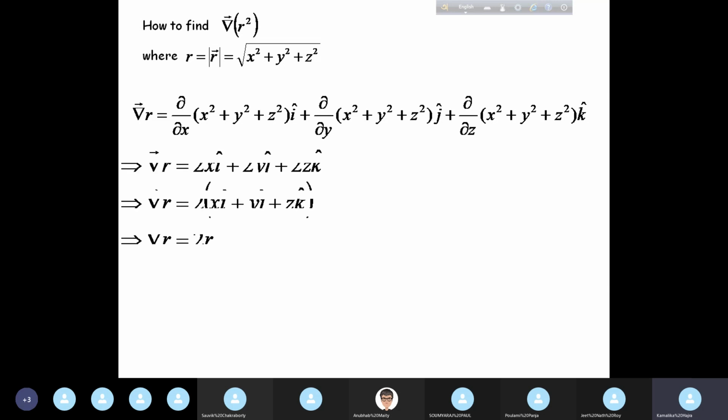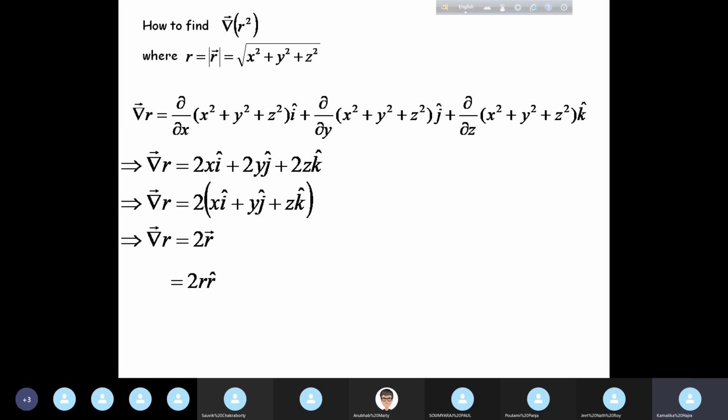So it will be simpler this time. So grad r is, from the first term you get 2x i cap, from the second term you get 2y j cap, and from the third term you get 2z k cap. So you take the 2 outside, inside you are left with x i cap plus y j cap plus z k cap. So grad r is equal to 2r vector, which in terms of the unit vector can be written as 2r r cap. Okay.